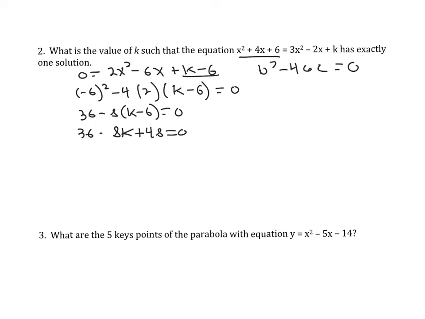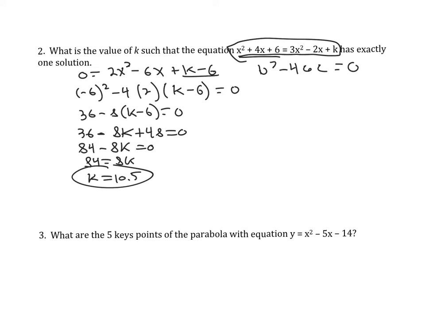which is going to give us that, therefore, when we add these together, we get 84 minus 8k is equal to 0, or 84 is equal to 8k. K is equal to 10.5. So if we replace k with 10.5, this equation here will have exactly one solution.